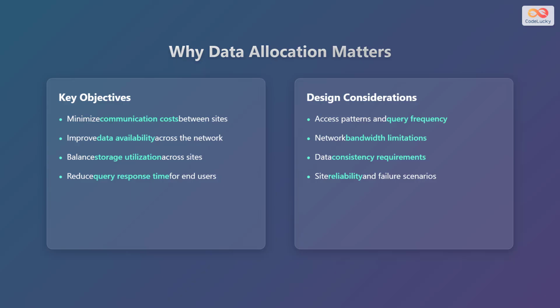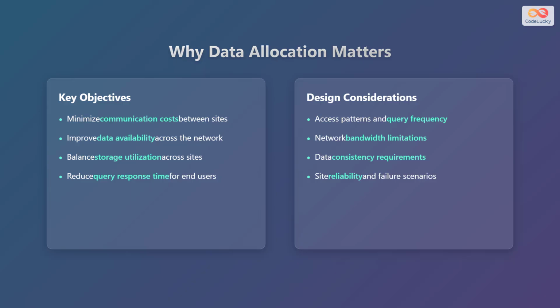Data allocation is important for several reasons. It minimizes communication costs between different sites in a distributed system. Effective data allocation improves data availability across the network, ensuring that data is accessible even if one site goes down. It balances storage utilization across sites, preventing any single site from becoming overloaded. Finally, it reduces query response time for end users by placing data closer to where it is needed.